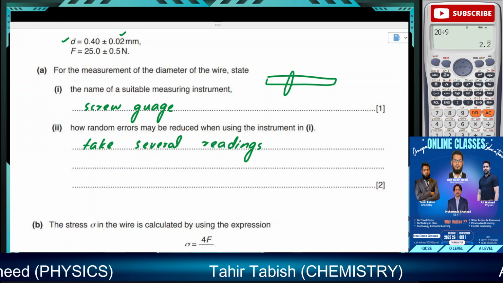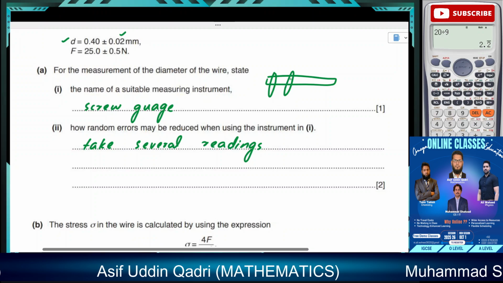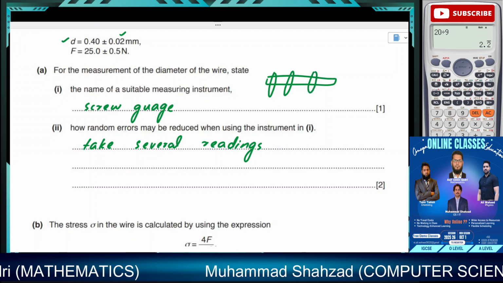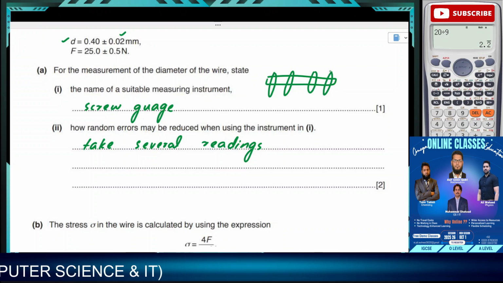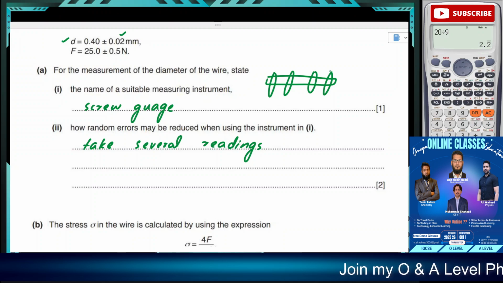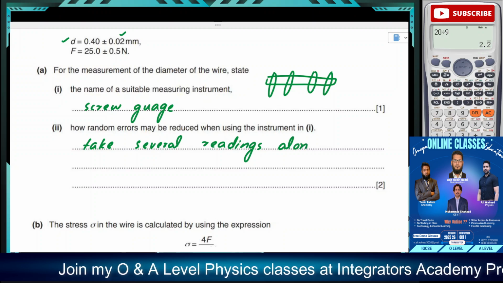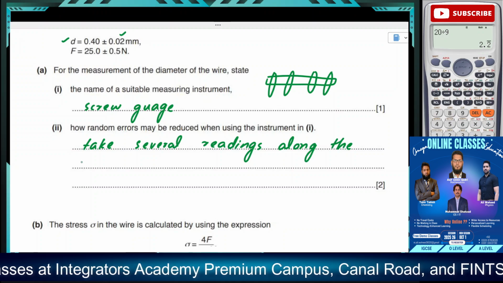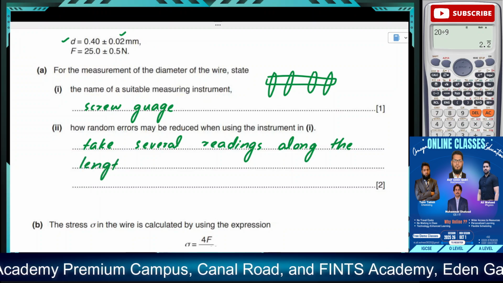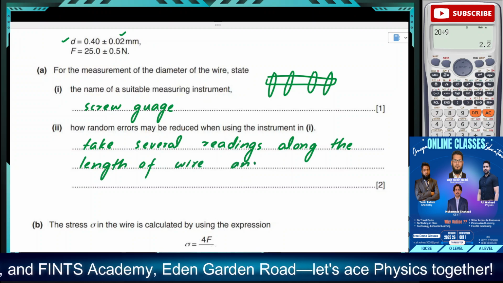So the better way is, first you can take a reading at the start of the wire, starting point of the wire, second reading someplace in the middle, third reading someplace close to the other end, fourth reading someplace at the other extreme end. So you take several readings along different parts of the wire. That would give you 2 marks. Take several readings along the length of the wire, means along different parts of the wire, and take average.